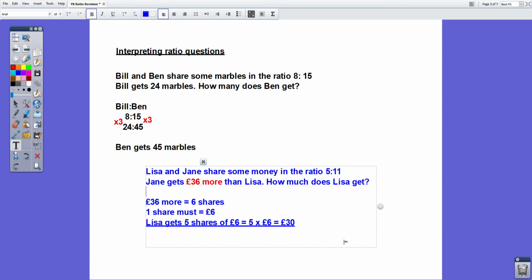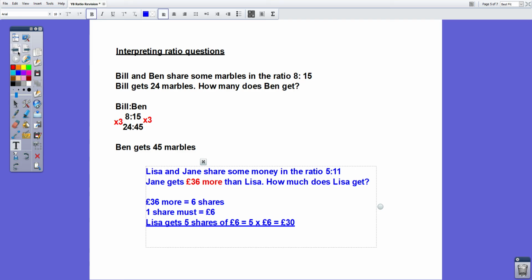Just look at that again. We are not told how much money they are sharing. We are not told how much Lisa gets. We are not told how much Jane gets. The only information we are told is how much Jane gets more than Lisa. So we have to work out how many shares more Jane gets. £36 more is 6 shares. So 1 share must be £6, and from that we can work out how much Lisa gets. She gets 5 shares. And we can also work out how much Jane would have got. She would have got 11 shares, 11 sixes. If we needed to work that out, we could have got that as well.